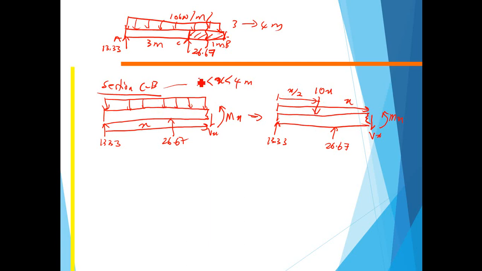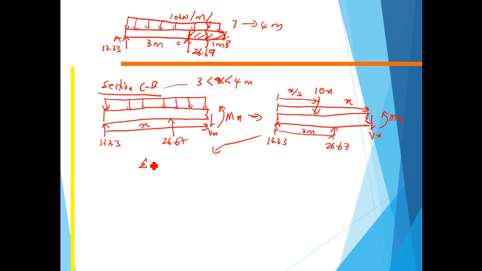So the distributed load is along x. This load is distributed along x. So that's why the 10x is located at x over 2. And then don't forget, from here to here is 3 meter. Okay, 3 meter. So from this free body diagram, we can determine the relationship between the shear force and also distance x.